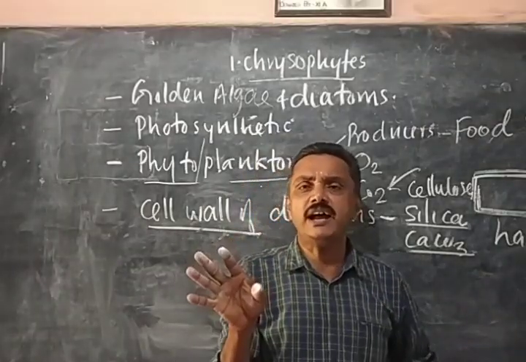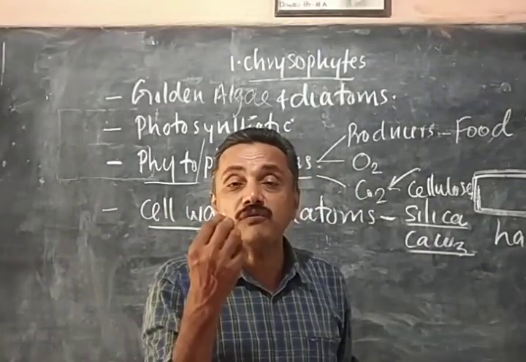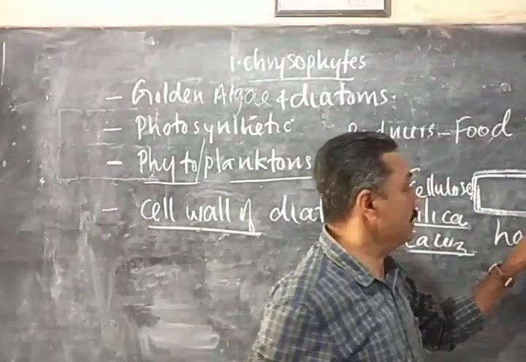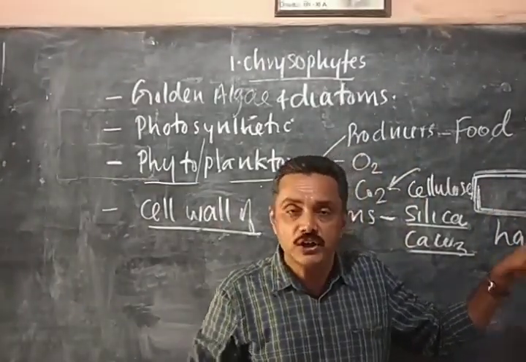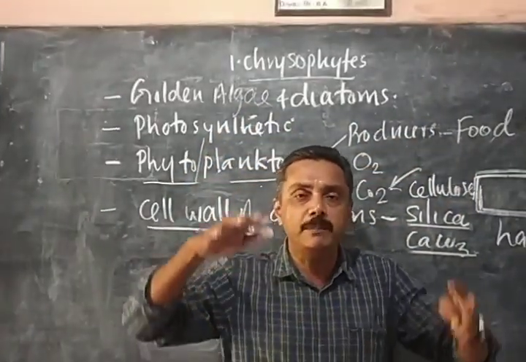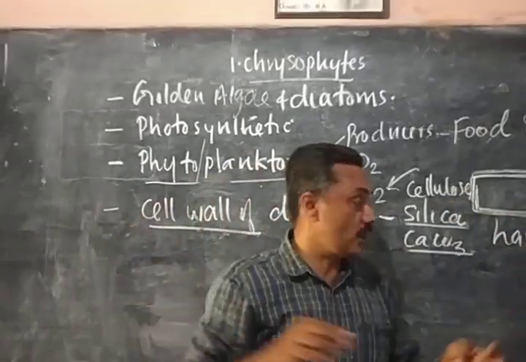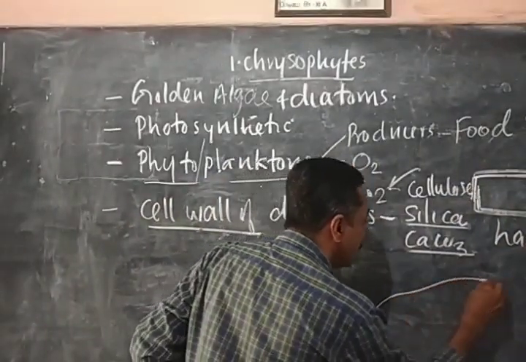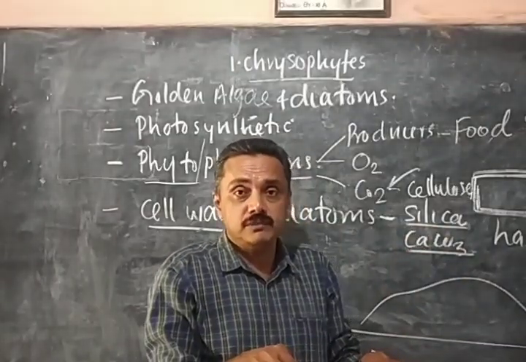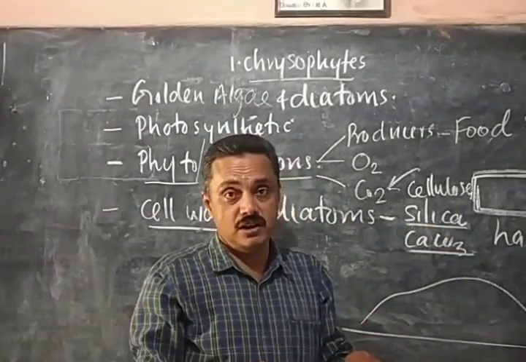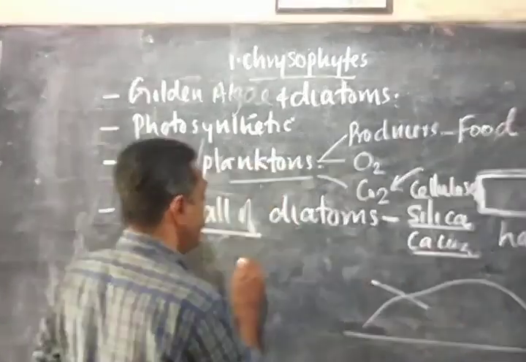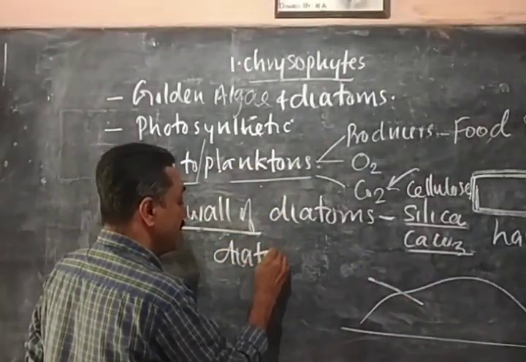So the death of the diatoms occurs. They are unicellular. After the death, the cytoplasm and nucleus may be destroyed, but the cell wall is very hard. They sit at the bottom of the ocean and become huge mountain-like structures. They are very hard in appearance. And this large deposit of diatoms is called diatomaceous earth.